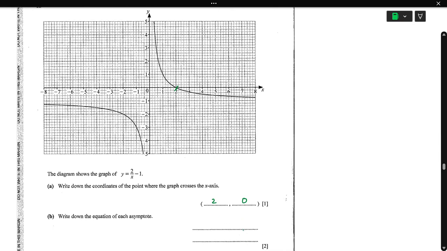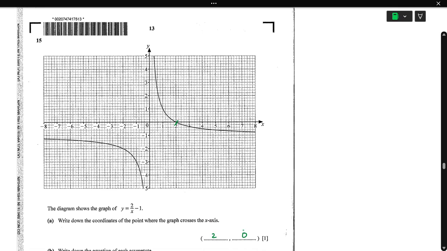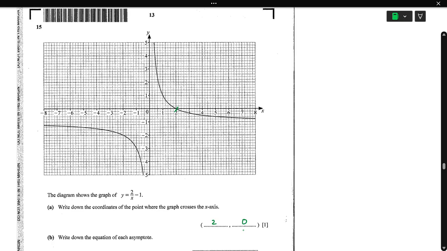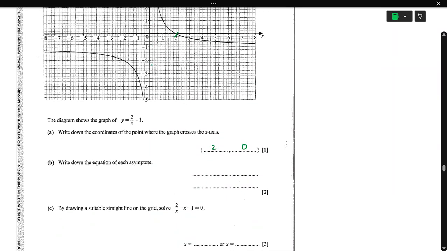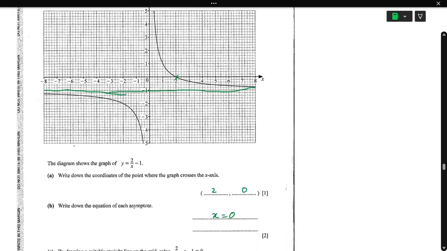Next, write down the equation of each asymptote. First, we'll find them. The horizontal one is y and the vertical one is x. x is going close to 0, so x equals 0 here. And here, see, the asymptote is going here. They never touch; they are going very close and closer. That's what the asymptotes do. So y equals -1.